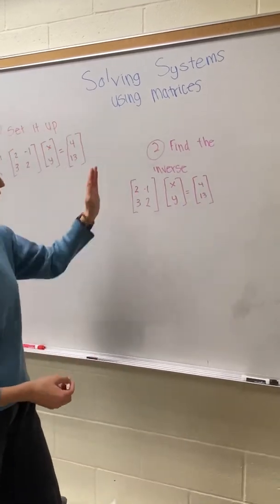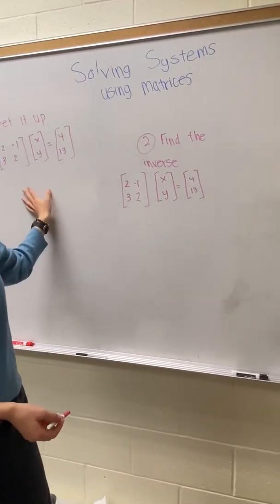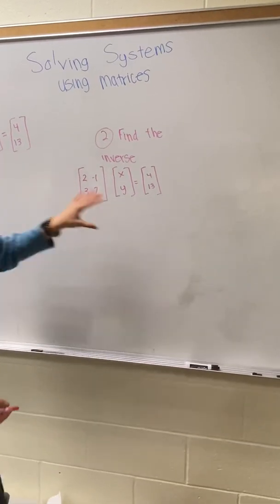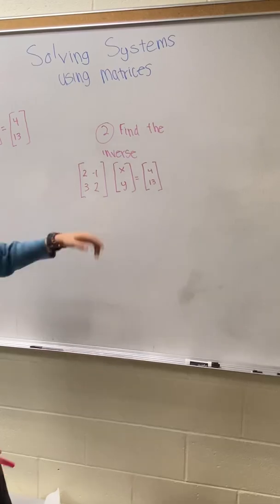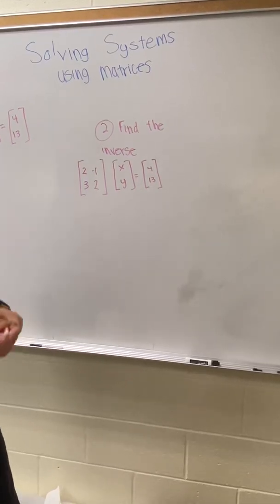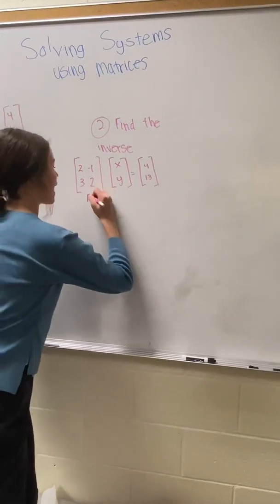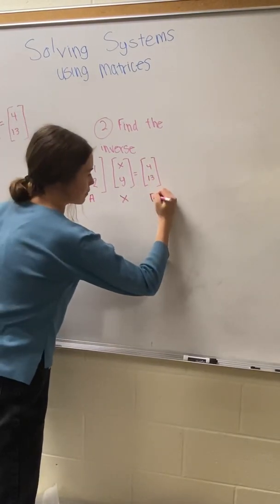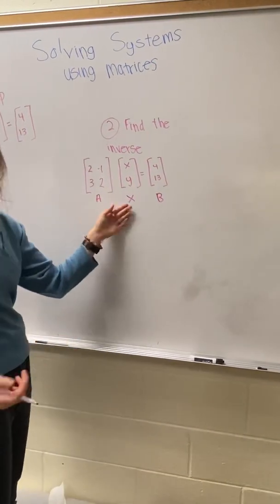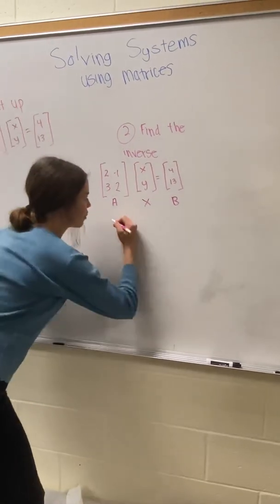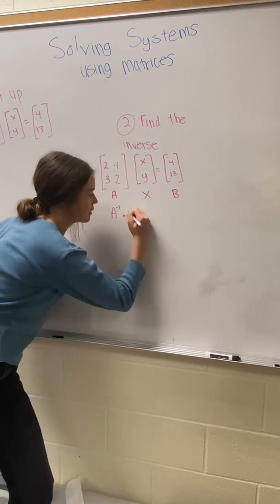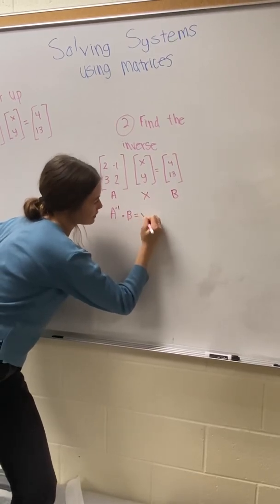What you're going to do is take the equation we previously set up and plug it into your calculator to find your answer. So we're just going to label each part of your equation. We're going to call this matrix A, this matrix X, and this matrix B. All right, so we're trying to find X, which is your answer. So the equation is A^-1 times B equals X.